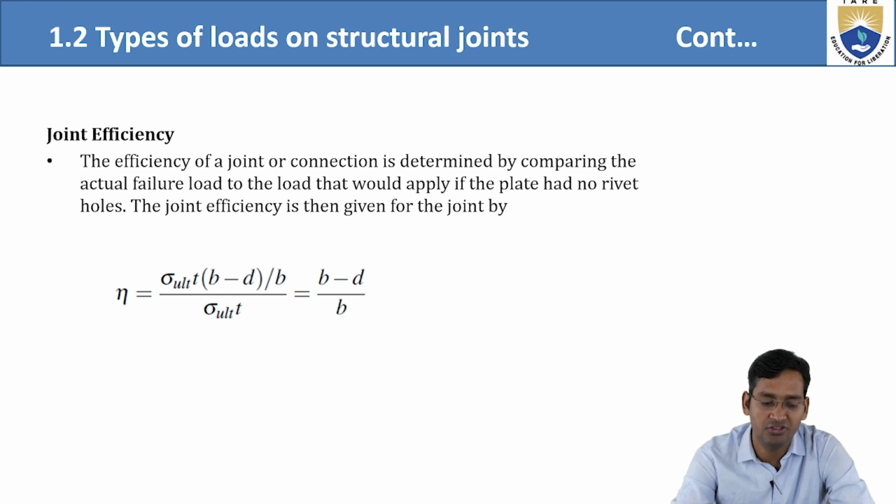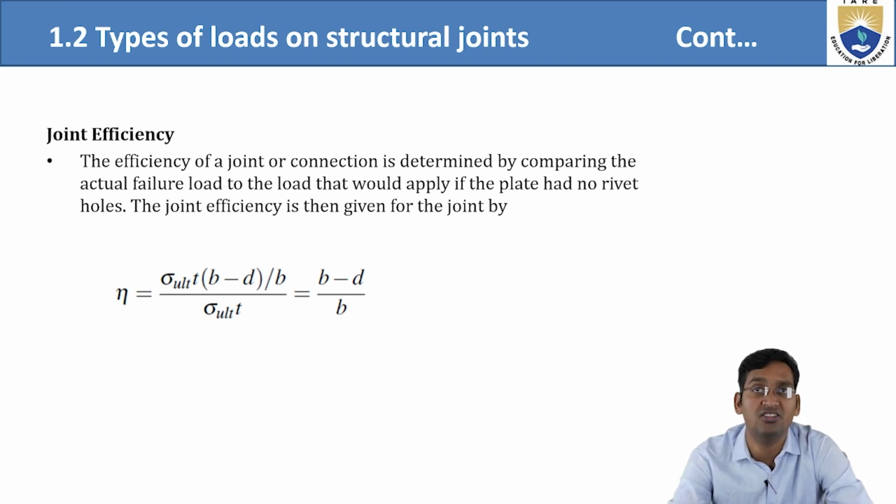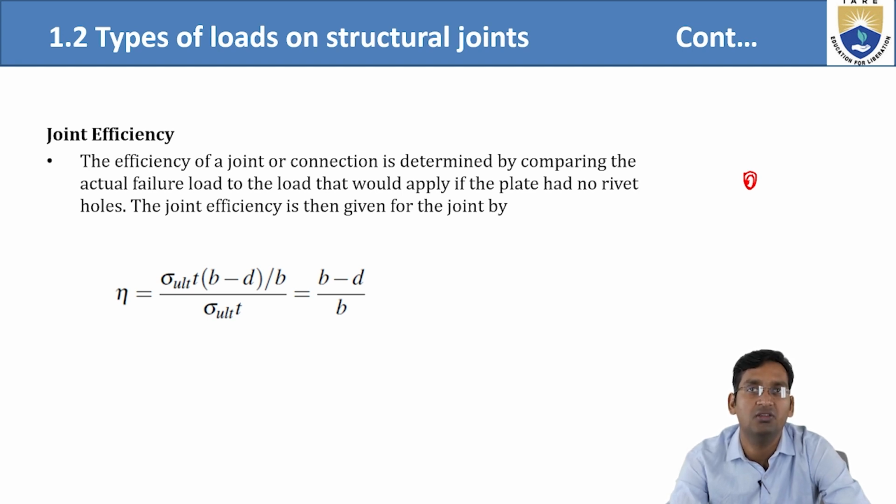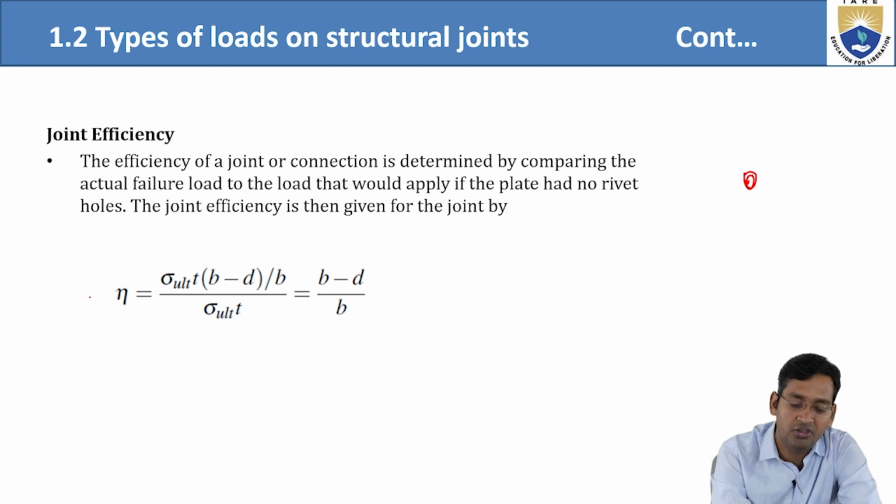Now the joint efficiency. The efficiency of a joint or connection is determined by comparing the actual failure load to the load that would apply. So actual failure load means the load at which it will actually fail, and the load that would apply if the plate had no rivet holes. So the ratio of the plate with rivet holes to without rivet holes is called the efficiency. If the rivet hole is not there, what is the efficiency? And when the rivet hole is there, what is it? The joint efficiency is then given for the joint.